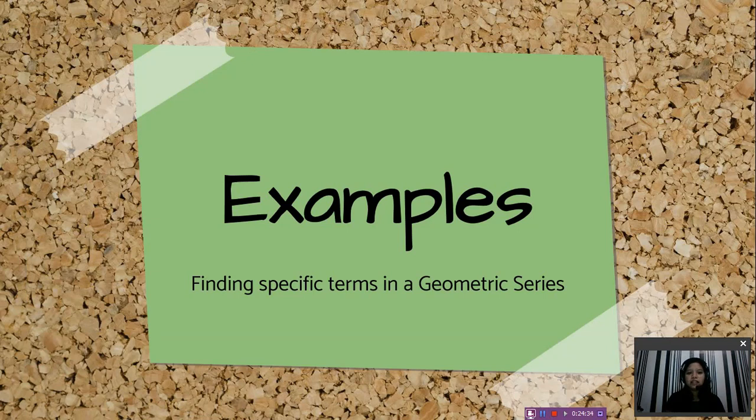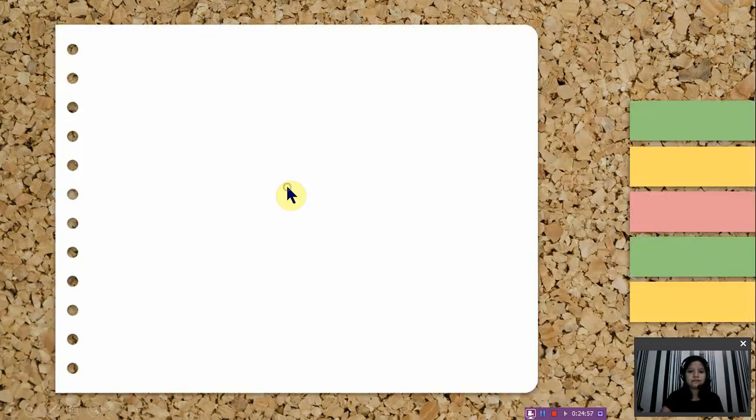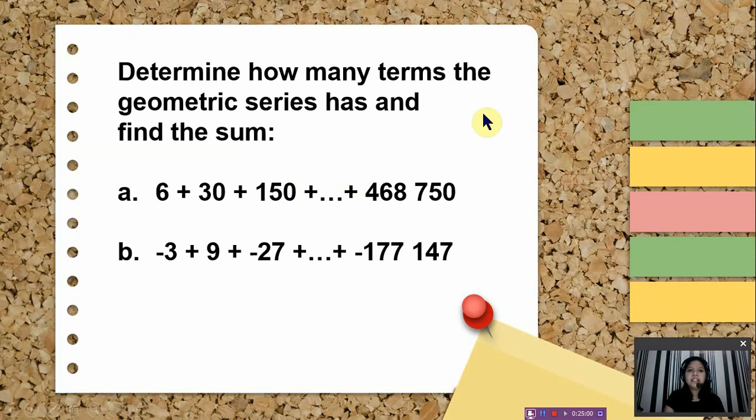Now, let's try to find the specific terms in a geometric series. What do we mean by this? Yung hindi S sub n ang hinahanap. Paano kung ang nawawala ay si n? Or ang nawawala ay si r? Let us have some examples of those problems. Determine how many terms the geometric series has and find the sum. So we have here two examples na kailangan nating hanapin kung ilang terms meron lahat ang geometric series na ito. And we also need to find the sum.